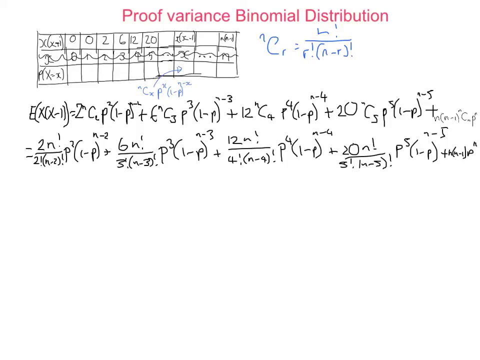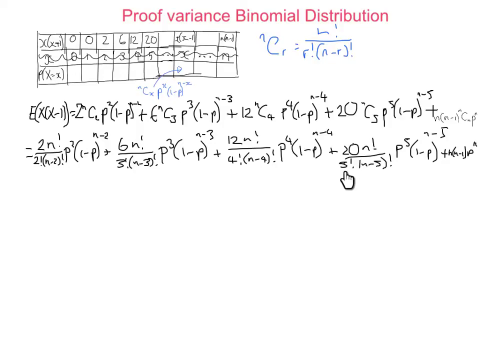Right, let's do some cancelling like we did with the proof of the mean. The n minus 2 factorial will cancel with all but the last 2 of the factorial on top. The n minus 3 factorial will cancel with all but the last 3 of these on the top, and the cancelling will be the same as it was with the mean. We've also got the 2 cancelling the 2, we've got 3 times 2 cancelling the 6, and the 4 times 3 cancels the 12, but the 2 factorial will still be down there. We've got 5 times 4 times 3 times 2 times 1.